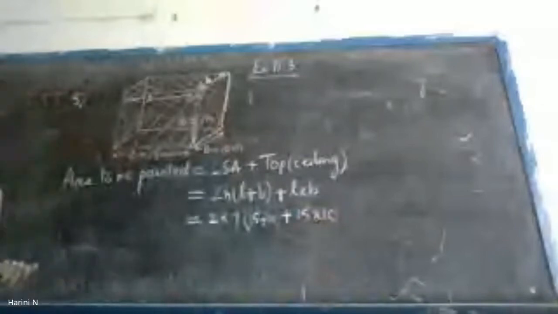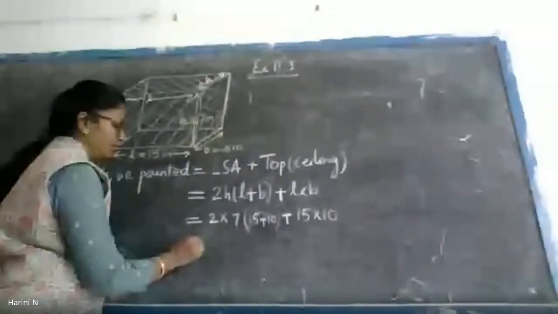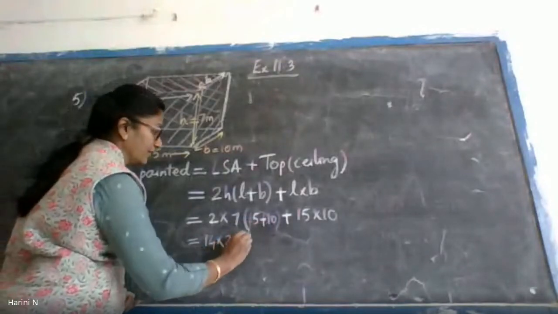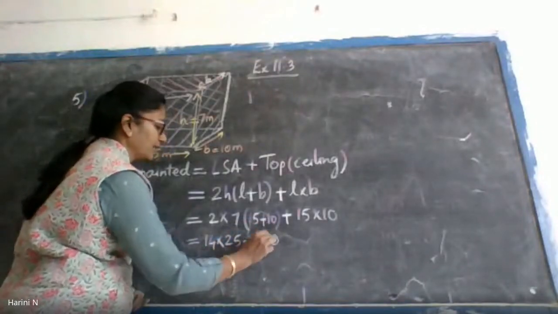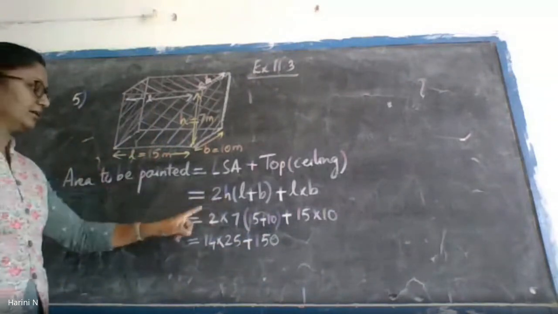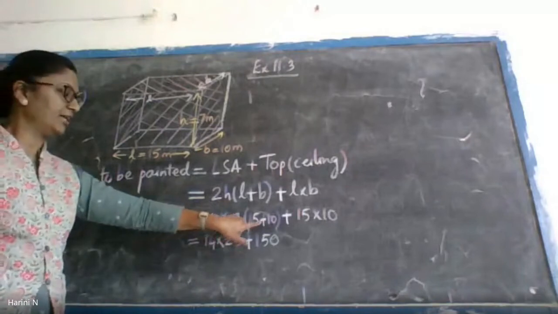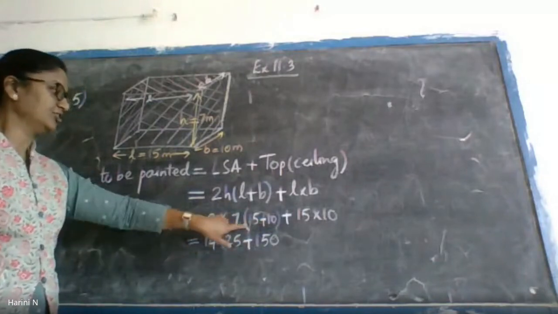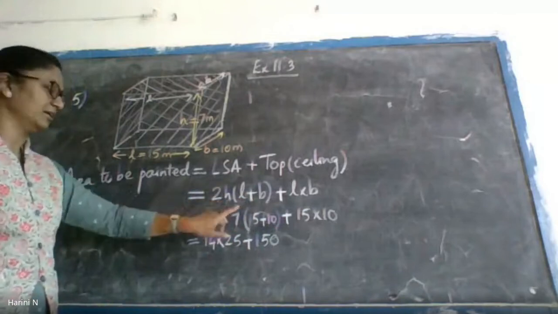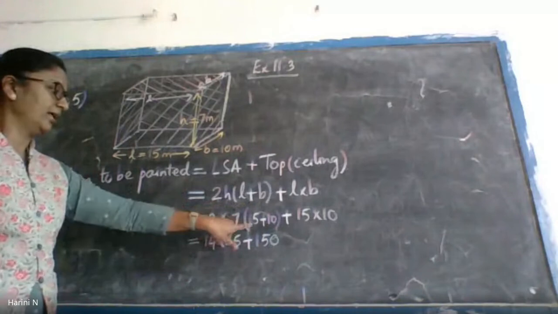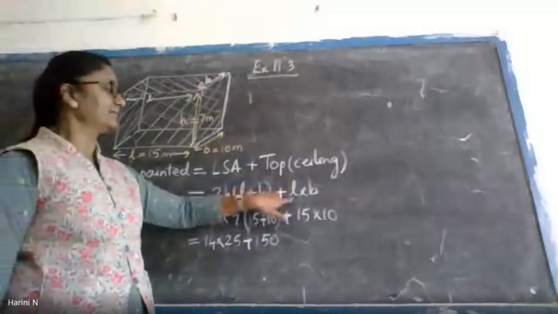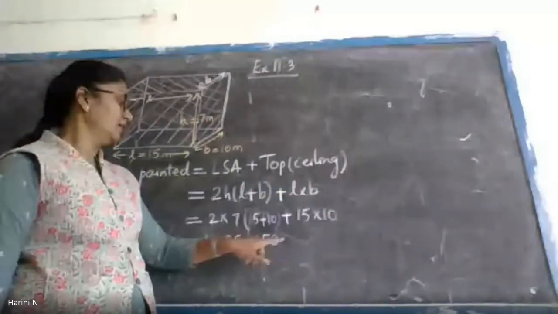Any doubts so far? 2 into 7 is 14. 14 into 15 plus 10 will be 25. Plus 15 into 10 again is 150. Can you understand what I have done? 2 into 7 is 14. 15 plus 10 is 25. Then I should multiply these two: 2 into h into L plus B. So 2 into h is 14, L plus B is 25. So 25 into 14, plus the top is L into B, which is 15 into 10, which is 150.